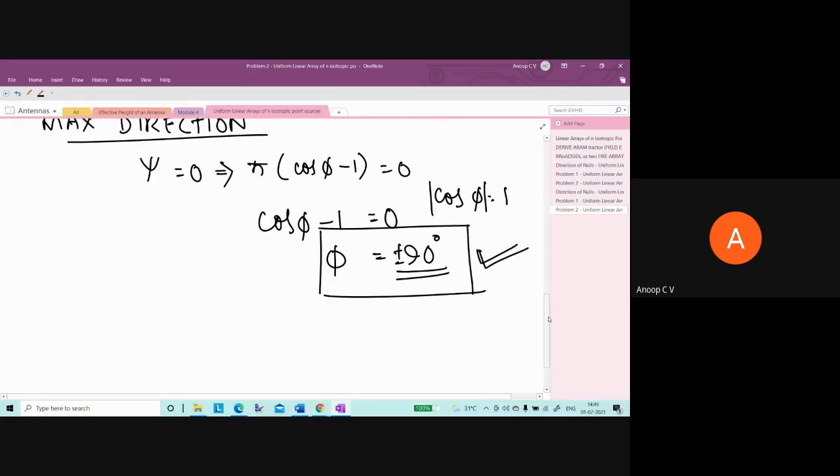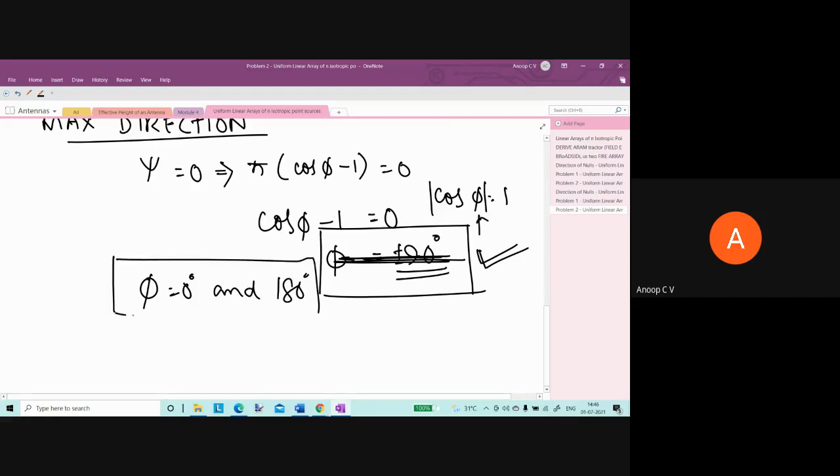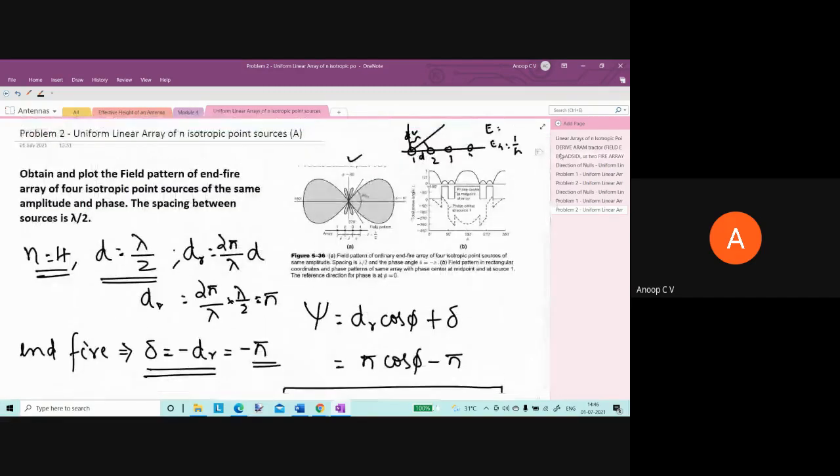Sorry, it should not be plus or minus 90. So I'll write mode of cos phi is 1, which means phi is equal to 0 degree and 180 degree. I'm really sorry. Cos phi is 1, phi should be 0 degree and 180 degree. If you go up and see, we are supposed to get maxima along 0 degree and 180 degree. That is correct.